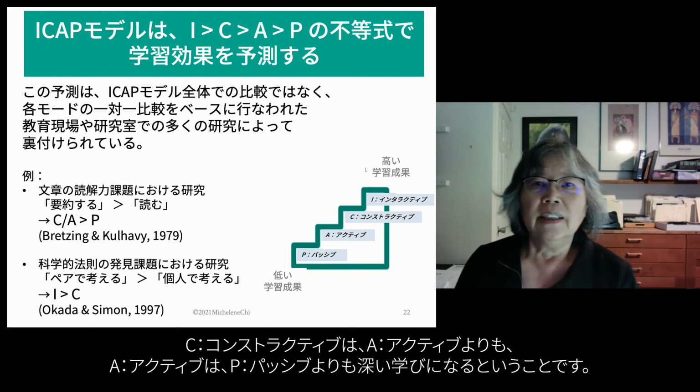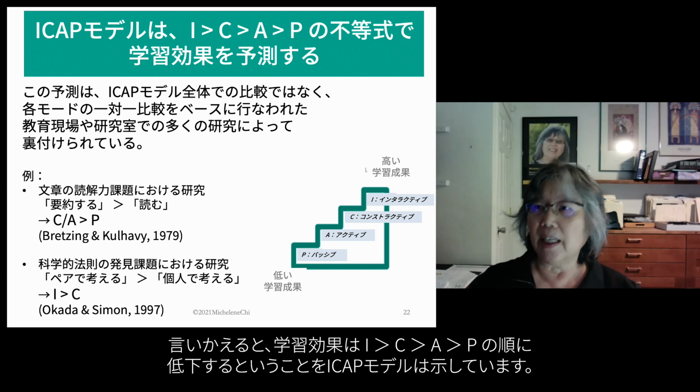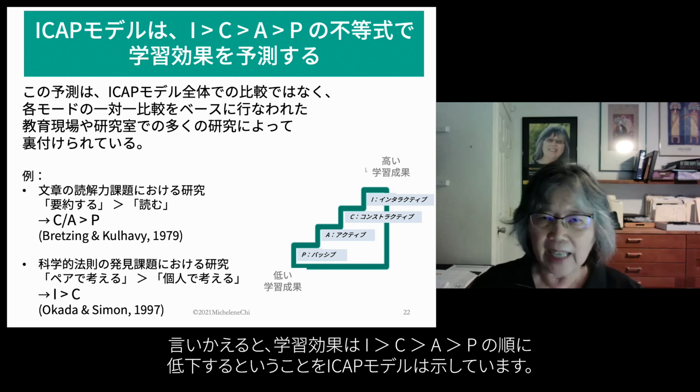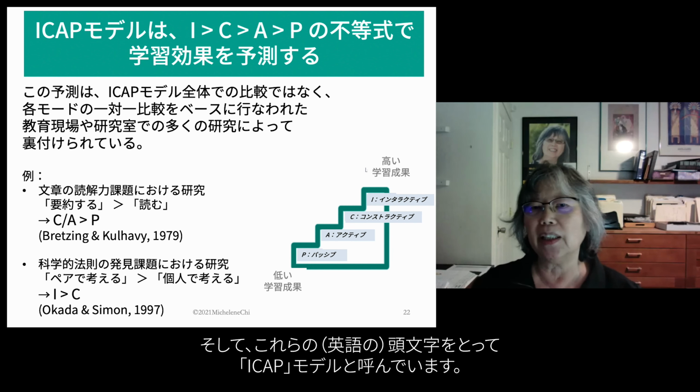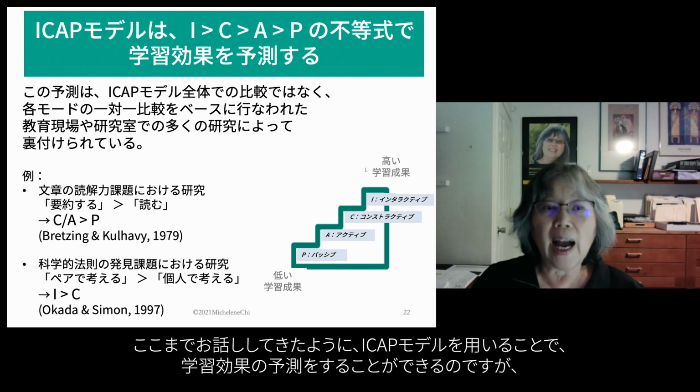So ICAP's prediction is that learning effectiveness decreases from I to C to A to P, and I call it ICAP because of the nice acronym. That's why I use active and constructive for the A and C, even though it's a little bit confusing with the words in the literature. Anyway, ICAP predicts learning in this decreasing order.